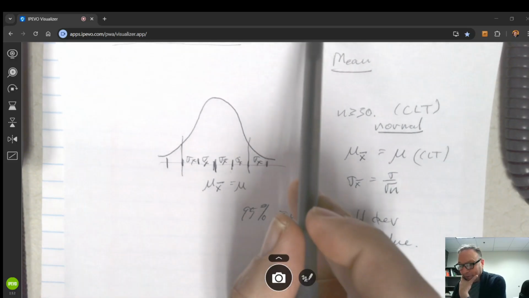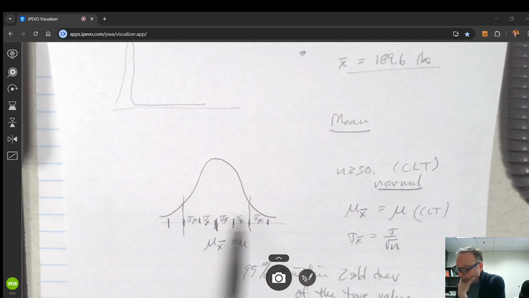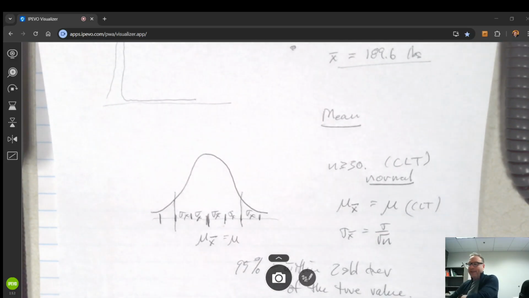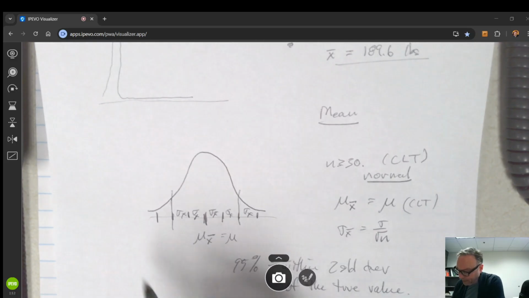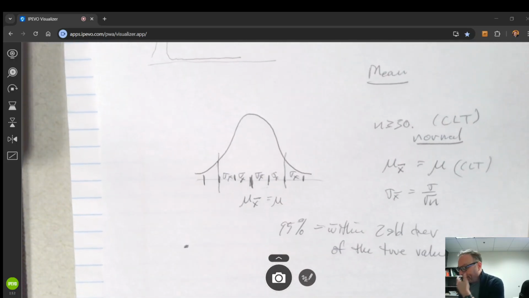So this is all I got, right? I just got one data point, but I know it's likely that I'm within 2 standard deviations of the true value. What exactly does that tell me, because I only have this one data point? Well, here's the interesting part.